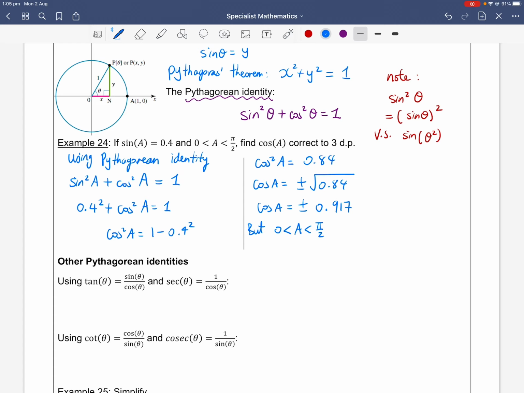Now we've got to look at our domain, but since our domain of A has to be in the first quadrant, namely, if we do our CAST, if our angle A has to be in the first quadrant, then cosine has to be positive in the first quadrant. So if A is between 0 and pi on 2, then cos of A must be positive because it's in the first quadrant. So in other words, therefore, cos of A is positive 0.917 to 3 decimal places.